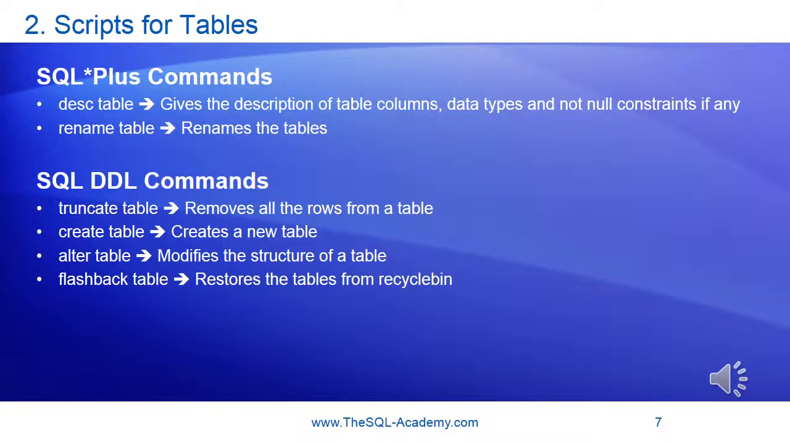If you want to move it to a different table space, or if you want to add a new column or modify an existing column data type or add a constraint, we will use alter table. And the flashback table restores the table from a recycle bin. What happens is if you drop the table without using the purge option, the table structure and data goes to the recycle bin. So if you want to restore it from the recycle bin, we can use the flashback command.